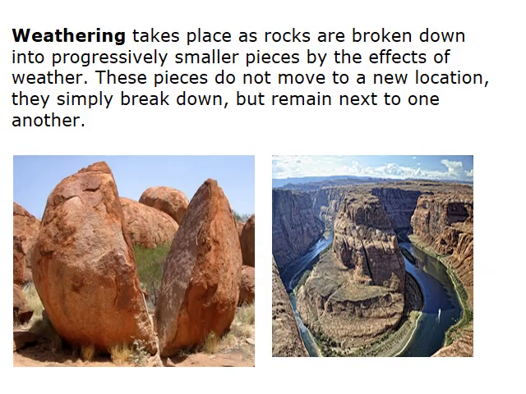And our last two forces that shape the Earth are weathering and erosion. Let's take a look at weathering first. Weathering takes place as rocks are broken down into progressively smaller pieces by the effects of weather. So think of things like rain and sleet and snow and wind, heavy winds. When this happens, and it usually takes a long time, these pieces do not move to a new location. They simply break down and remain next to one another.